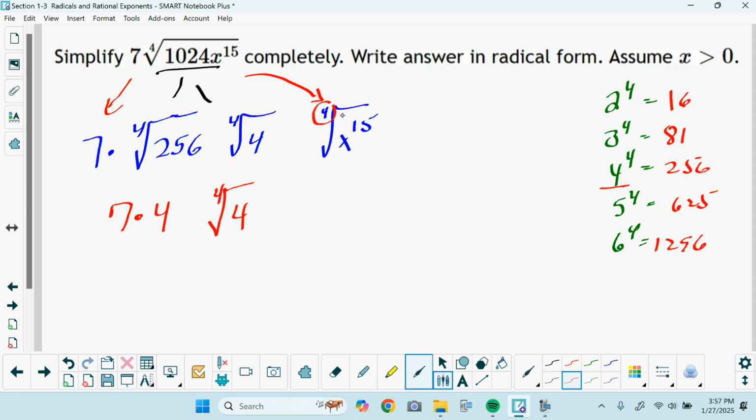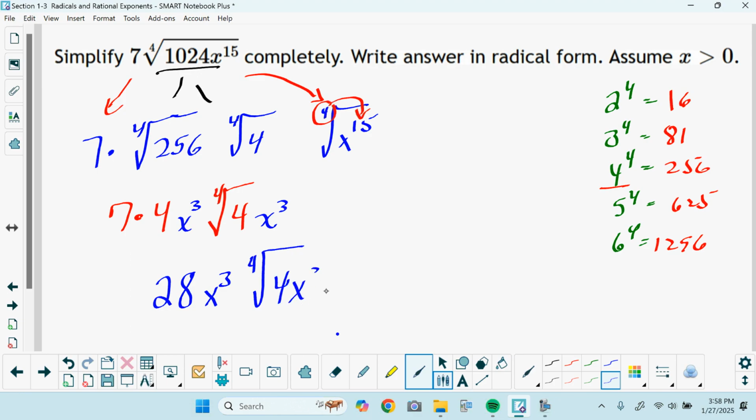And then how many groupings of 4 can I have out of 15? Well, I can have 3 groupings of 4 because that'd give me 12, with 3 of them left over, 13, 14, and 15, right? So that would give me, once I clean this up, x to the 28 times the fourth root of 4x cubed. All right, so not really much different than what we've been doing previously. It's just dealing with fourth roots, okay?